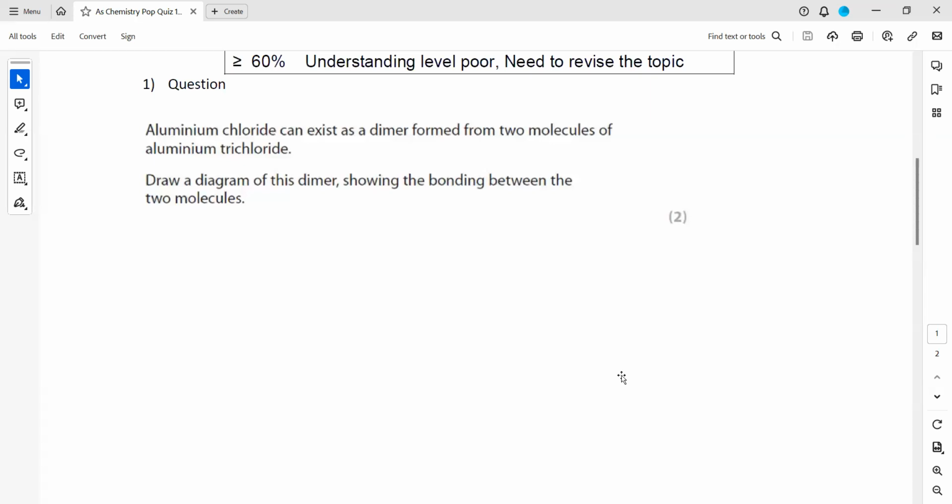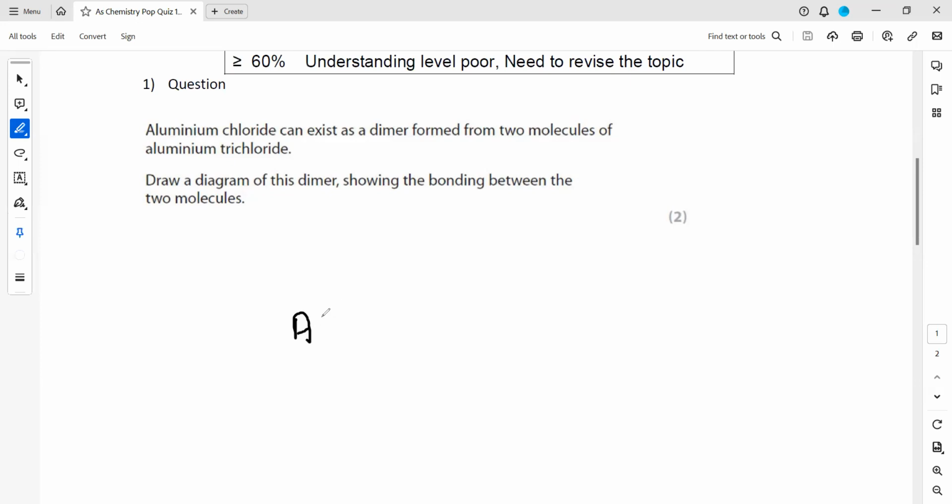And dimer here, like when two molecules are together and linked with the dative bond, we call them a dimer. So how do we represent that? So aluminium, even though it is a metal, but in the case of aluminium trichloride, there is a sharing of electrons rather than transfer of electrons. This is an exception.